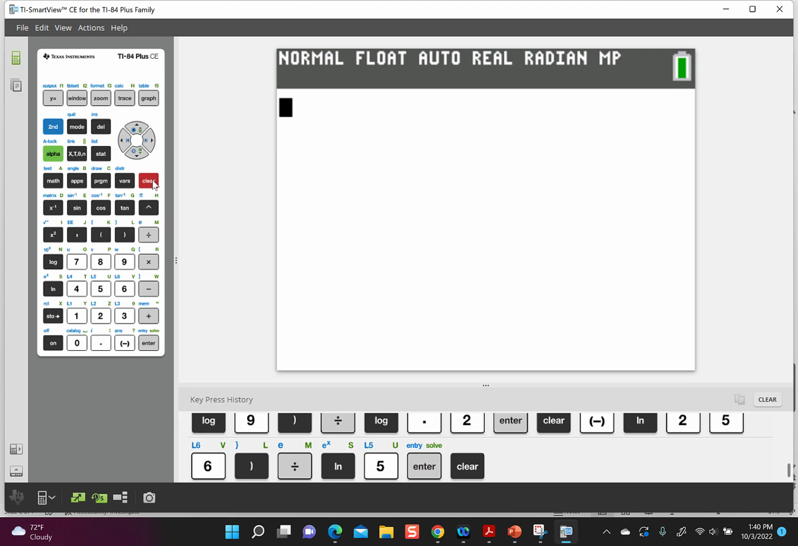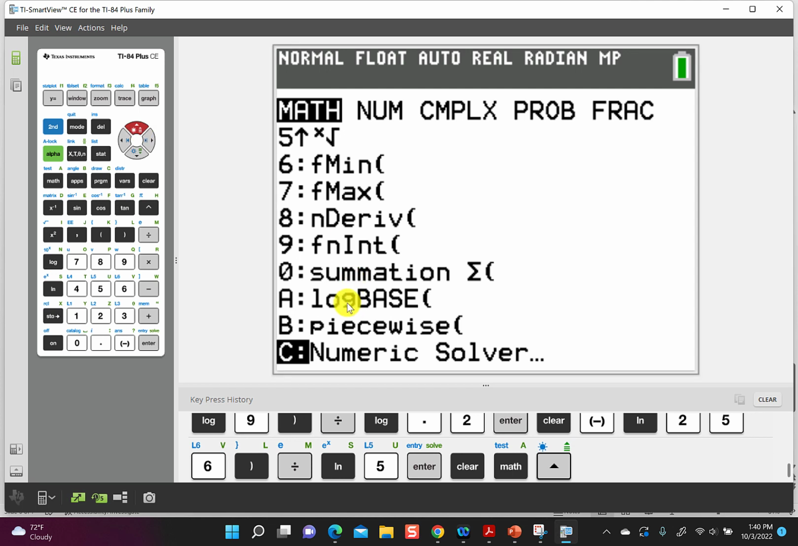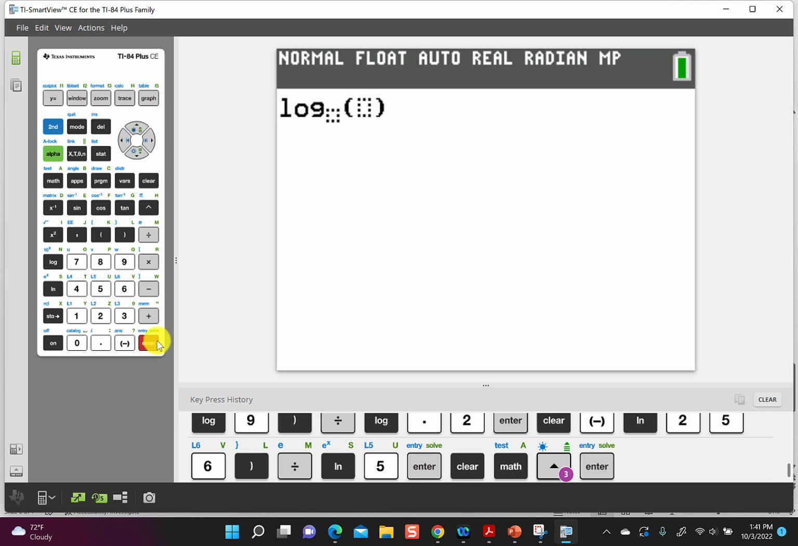So this is the TI-84 that I've been using, but I'm going to do it a little differently. I'm going to hit math. And when I go to math, I see a bunch of choices. I'm going to go up. And what I'm looking for is this A where it says log base. So let's go up there. I'm going to push enter and see how it brings in the subscript.